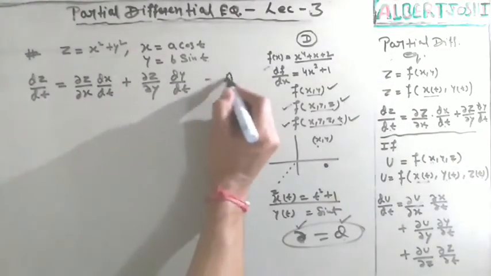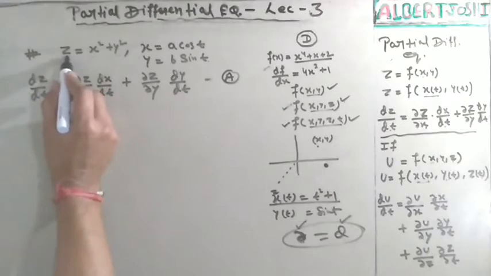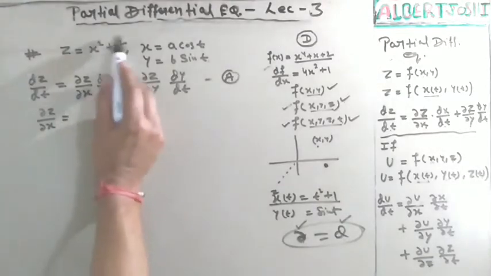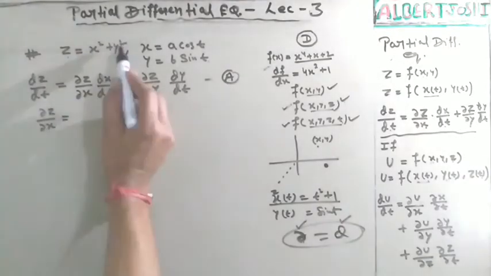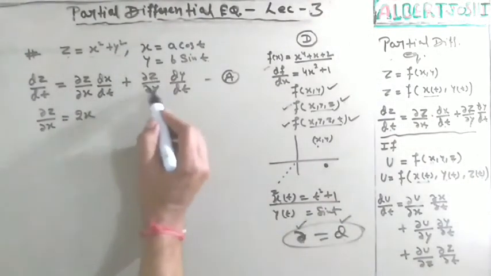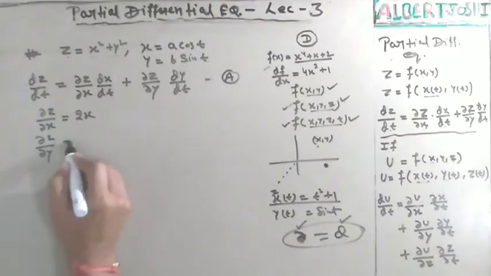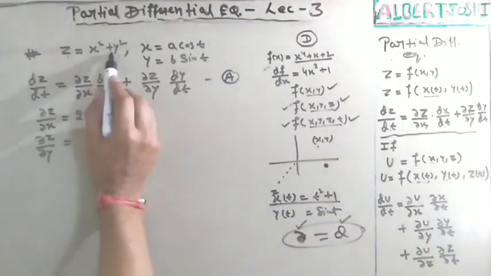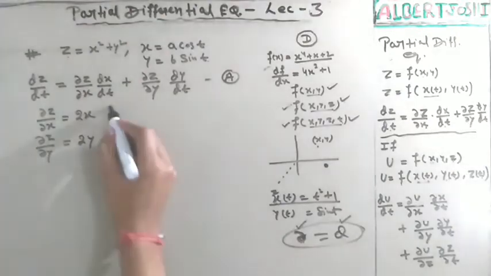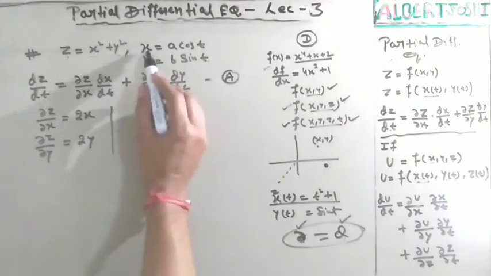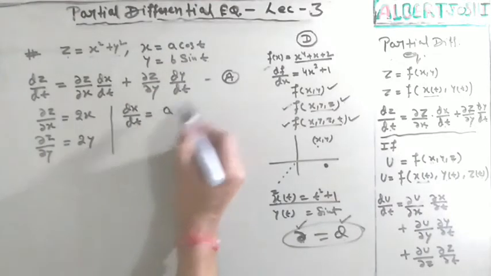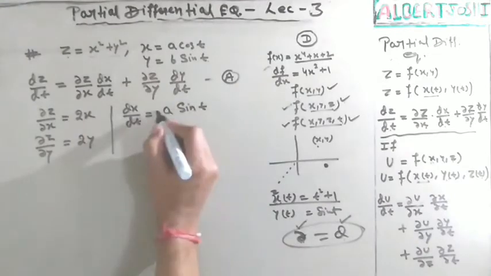Suppose this is equation number a. At first we have to differentiate this z, del z upon del x. This will be treated as a constant. If you are differentiating with respect to x, then it will be 0. In this condition you will get 2x. Second, you have del z upon del y. Now you have to differentiate this z with respect to y. In this condition you will get 2y. This will be 0. After that you have to differentiate this x with respect to t. Then you will get a cos t differentiates to sin t, but it is negative.